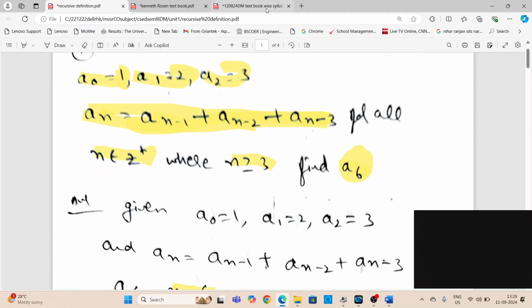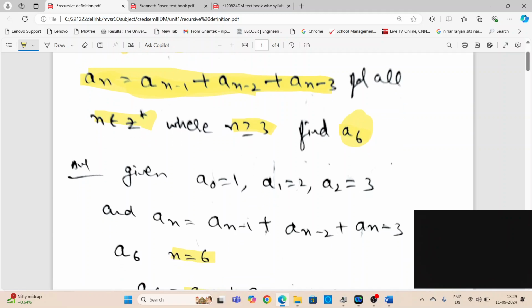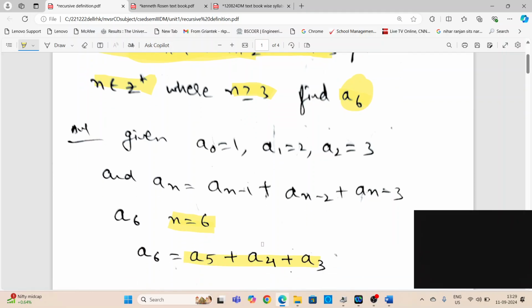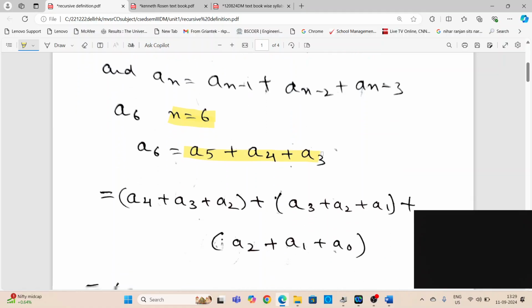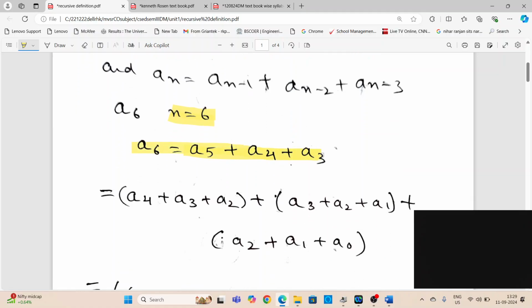Let us say there is an expression like this. a n equal to a n minus 1 plus a n minus 2 plus a n minus 3, and the value of n is greater than or equal to 3. And a0 is given to be equal to 1, a1 is given to be equal to 2, a2 is given to be equal to 3. We have to find a6. It means the value of n here is 6. This expression a n becomes a6. So a6 is equal to a5 plus a4 plus a3.